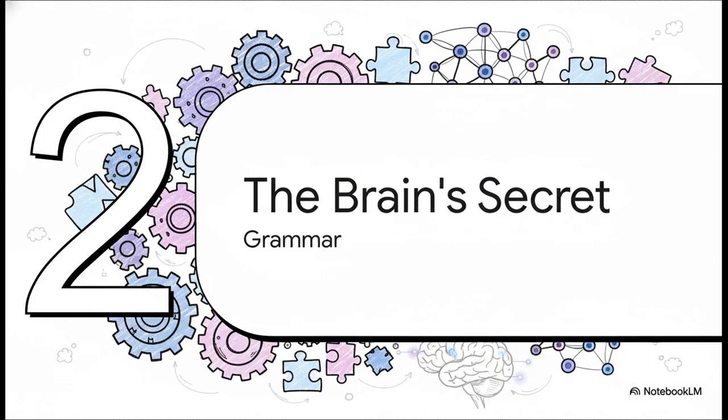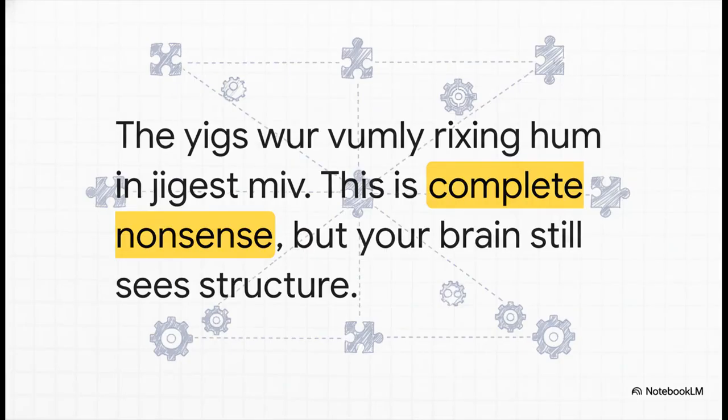All right, recognizing a single word is one thing, but what's really wild is how our brain takes all these individual words and starts building with them, assembling them into complex ideas. Because, you know, a sentence isn't just a jumble of words. There's a hidden architecture to it. Just take a look at this sentence. The yigs were vumly rixing hum in jigest miv. Okay, obviously the words are total nonsense, but something about it still feels kind of structured, right? It feels like it could be a sentence. It's almost like you're seeing the ghost of a real sentence.